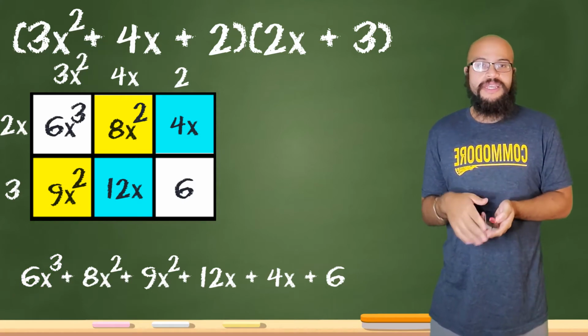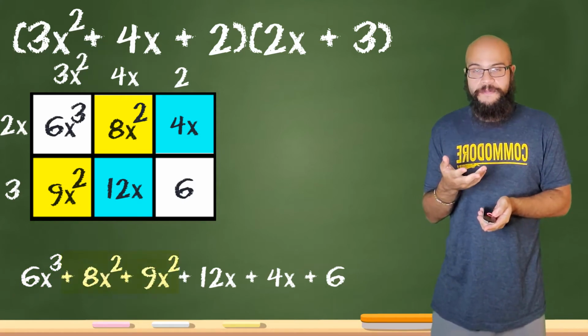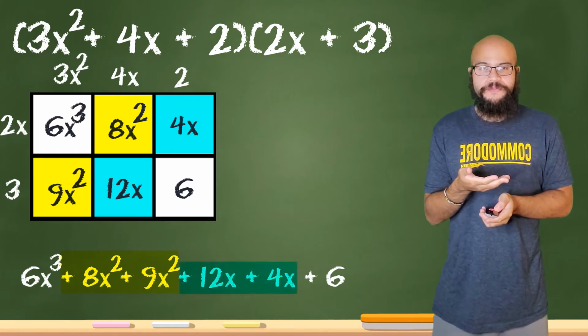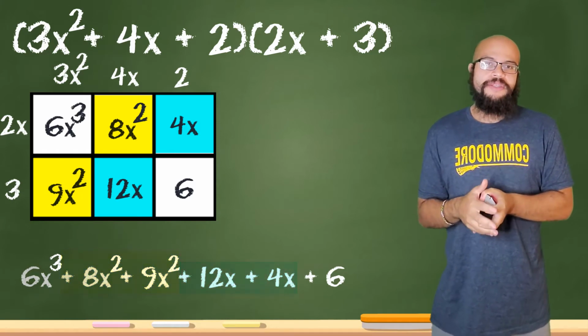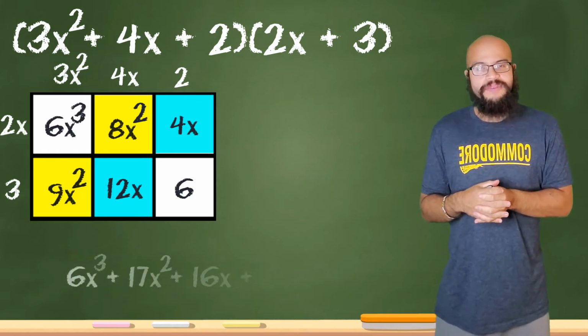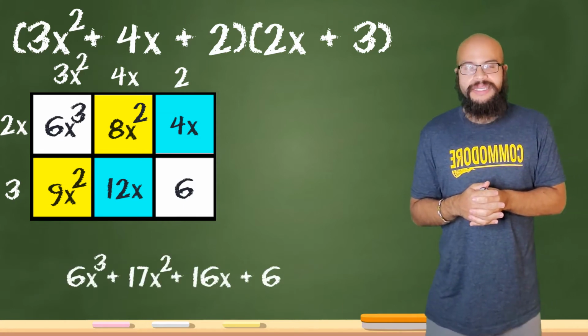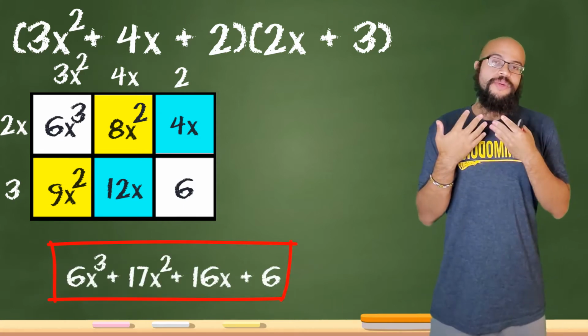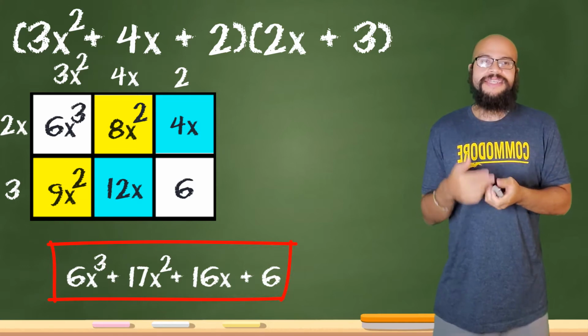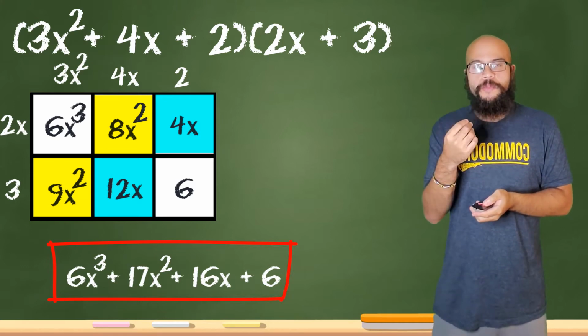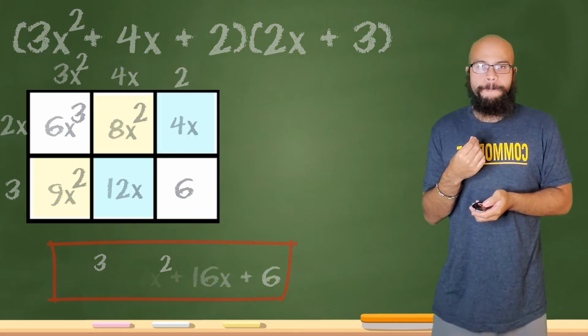As mentioned previously, I can combine like terms here and here. This leaves me with a final answer of 6x cubed plus 17x squared plus 16x plus 6. This is written in standard form, and it is a 4-term cubic polynomial.